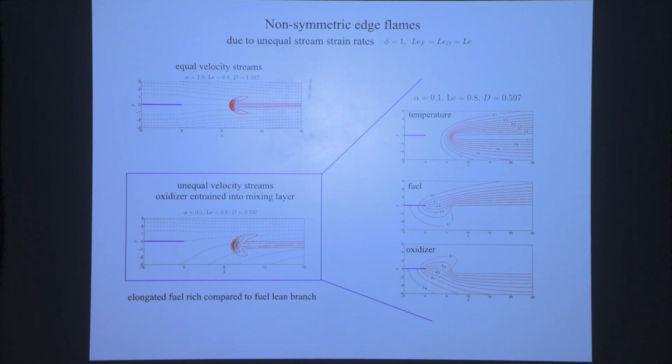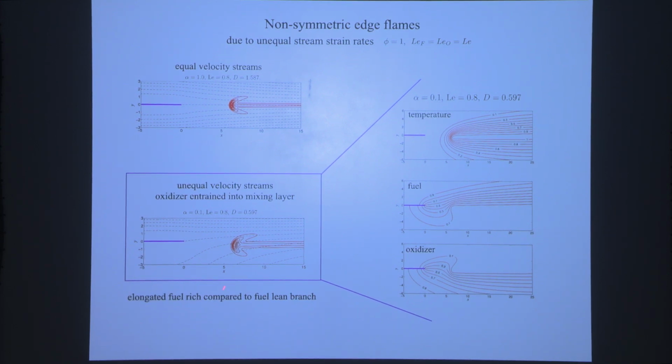Here is a picture of a non-symmetric situation due to unequal strain rate. In other words, the two streams come with different velocities. Alpha is not equal to 1. In fact, what is the alpha? Alpha is 0.1 in those. This is the symmetric and this is the non-symmetric. So here, alpha is 0.1, so it's almost entraining oxidizer into the combustion field.